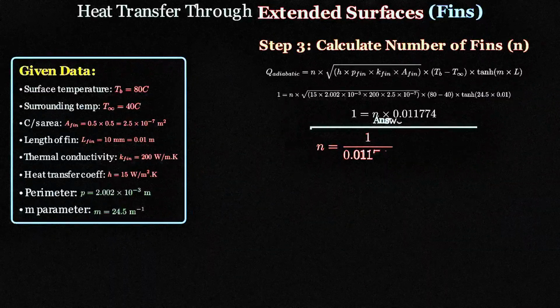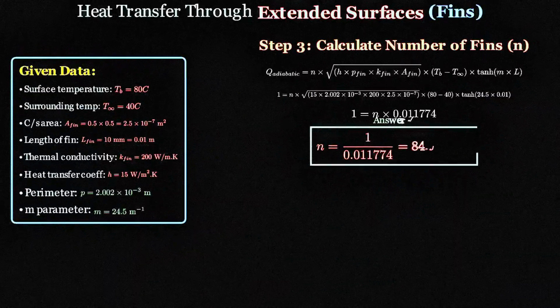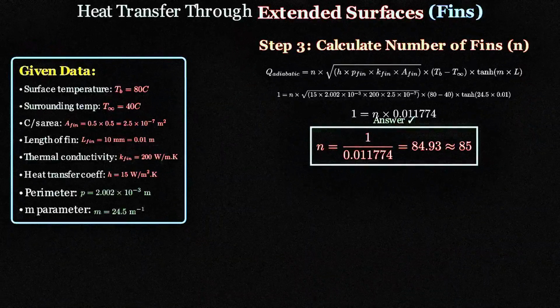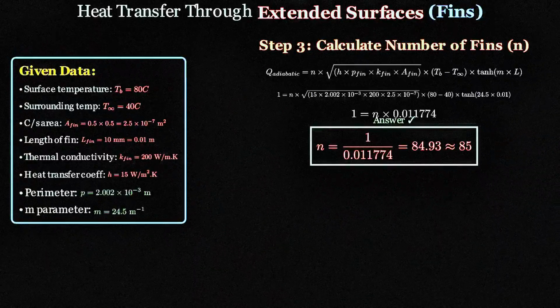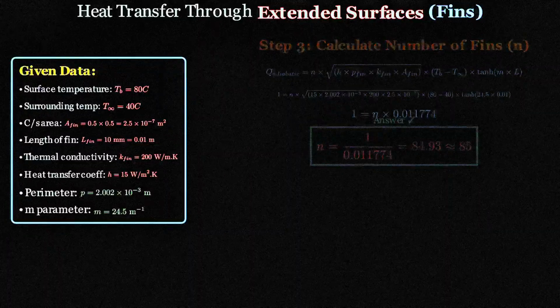This simplifies to 1 equals n times 0.01174. Solving for n equals 1 divided by 0.01174, which gives us 84.93. Rounding up to the nearest whole number, we need 85 fins.